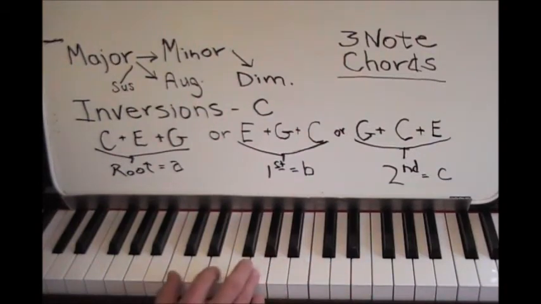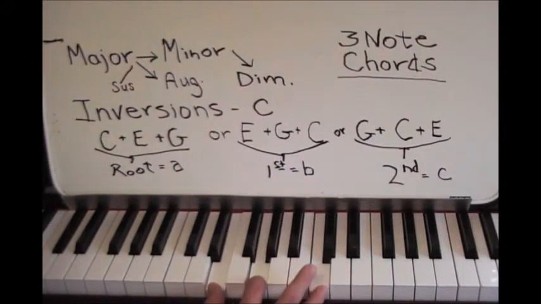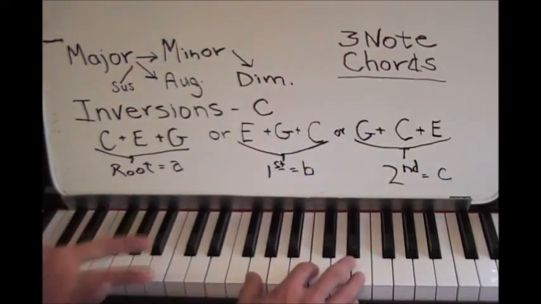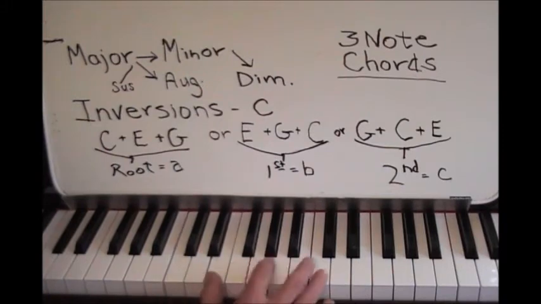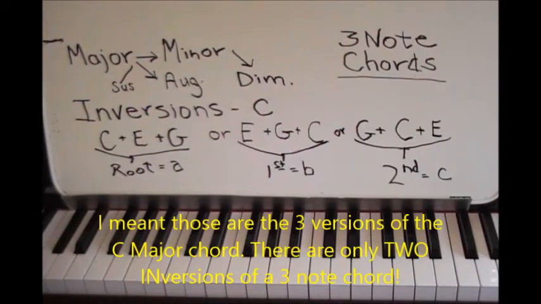But in each case, there's a different root note, or the bottom note is different. In the first one, the C note is in the root, or in the bass. In the second one, the E note, or the third note from the scale, is in the bass. And in the last one, the G note is in the bass. So let's hear how they sound. Those are the three inversions of a C major chord.